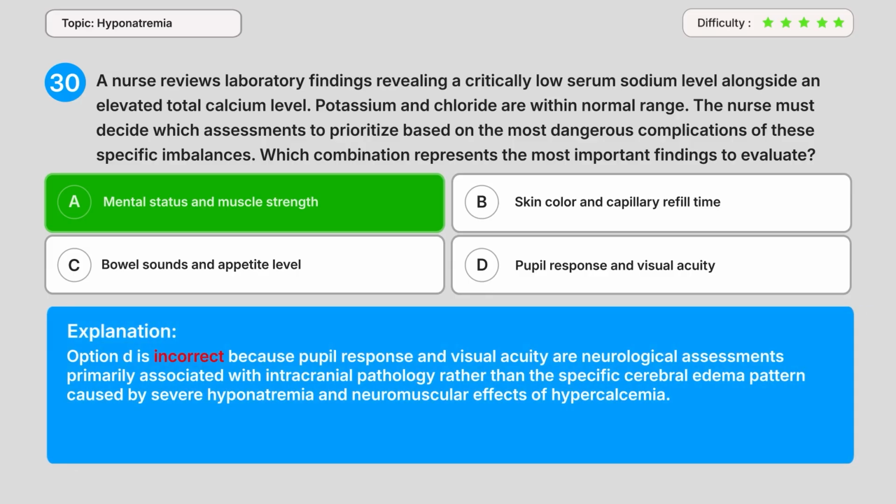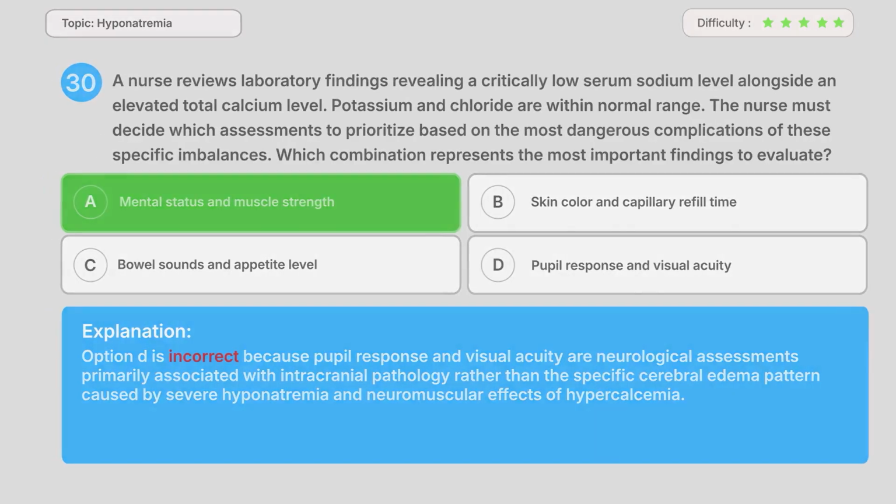Option D is incorrect because pupil response and visual acuity are neurological assessments primarily associated with intracranial pathology rather than the specific cerebral edema pattern caused by severe hyponatremia and neuromuscular effects of hypercalcemia.